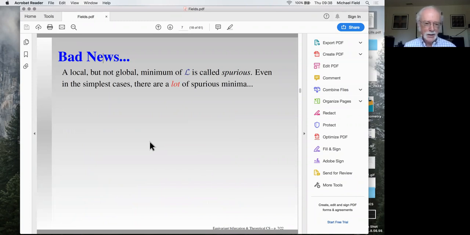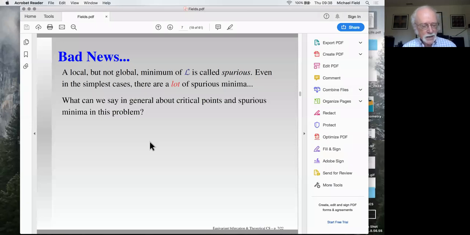So a local but not a global minimum of the loss is called spurious. And even in the very simplest cases, there are a lot of spurious minima. This is one of the reasons why it's remarkable that things like deep learning work. So what can one say in general about the critical points and spurious minima in this problem when we carry out this process of gradient descent?